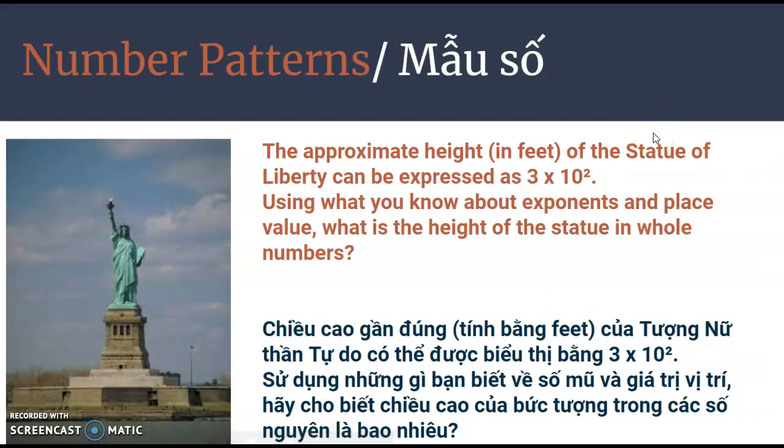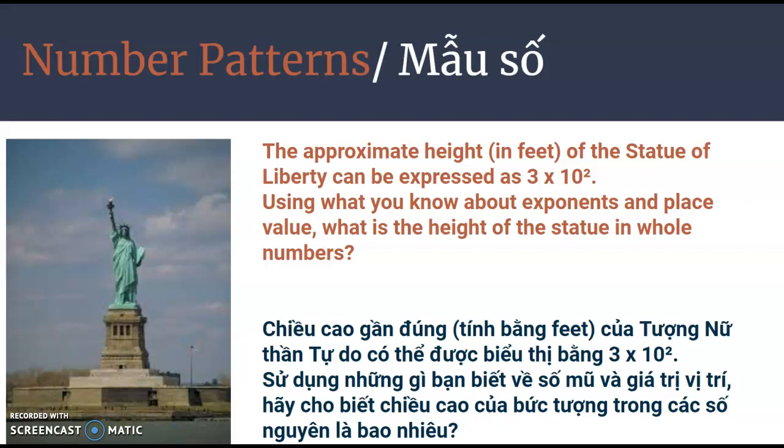All right, today's number talk is all about the Statue of Liberty. Remember, number talks is all about manipulating numbers in your head. So let's look at what the problem says. The approximate height in feet of the Statue of Liberty can be expressed as 3 times 10 to the second power. Using what you know about exponents and place value, what is the height of the statue in whole numbers? Pause the video and manipulate those numbers and come back to me.